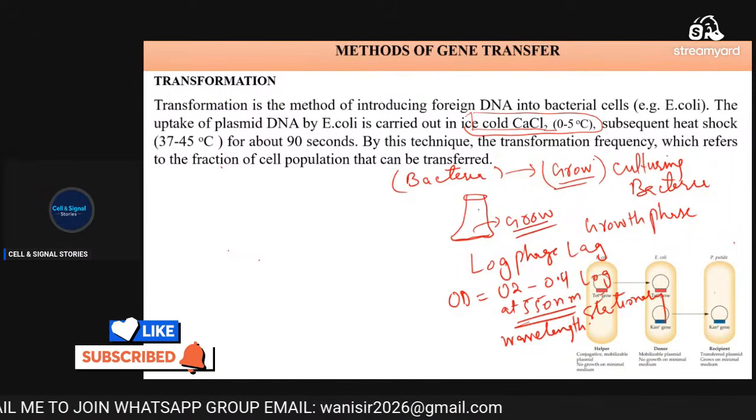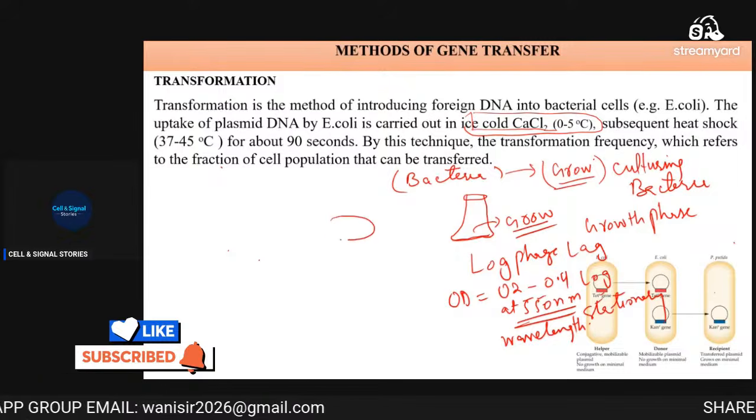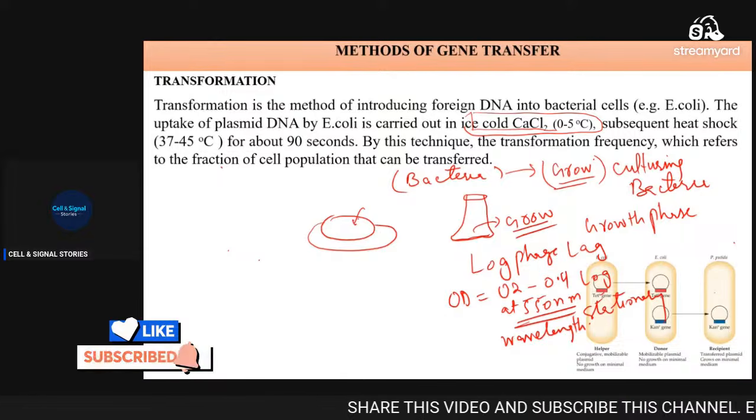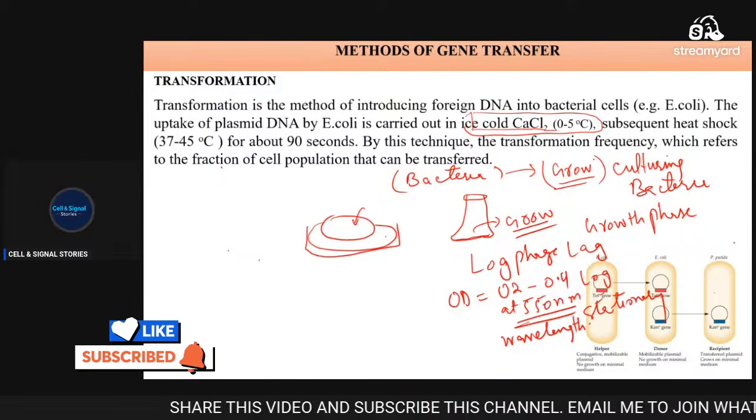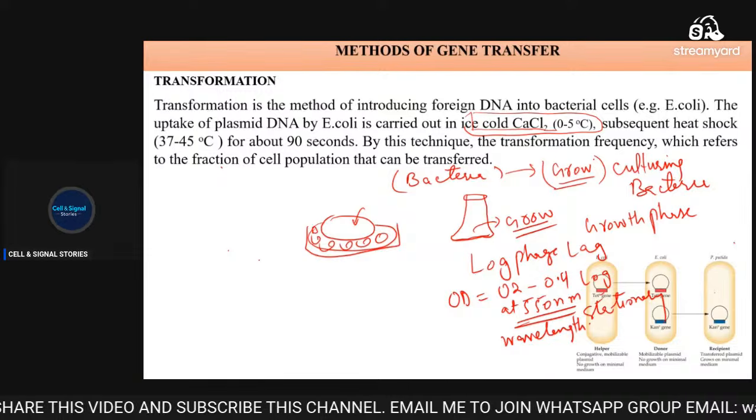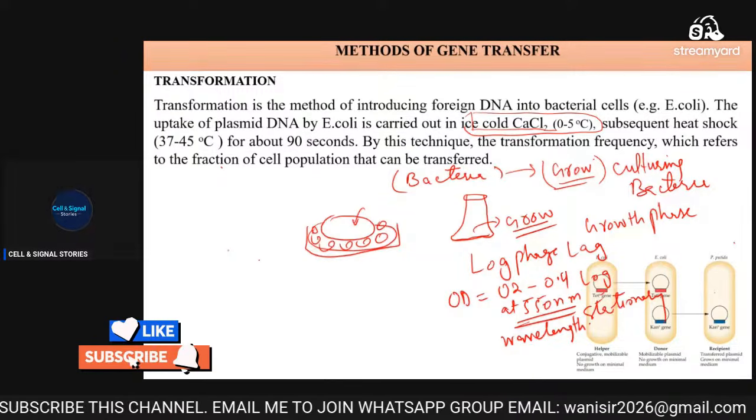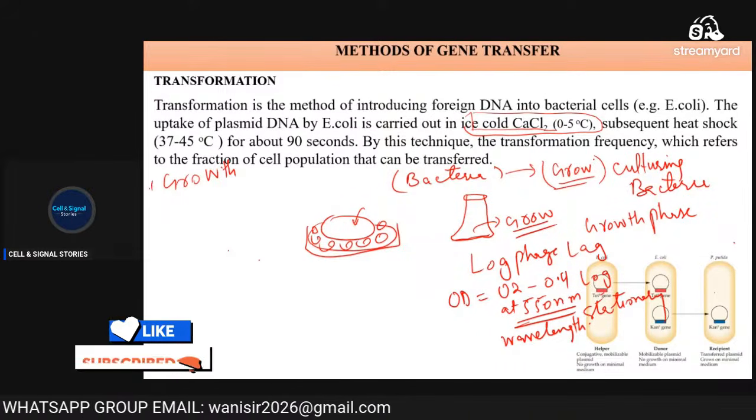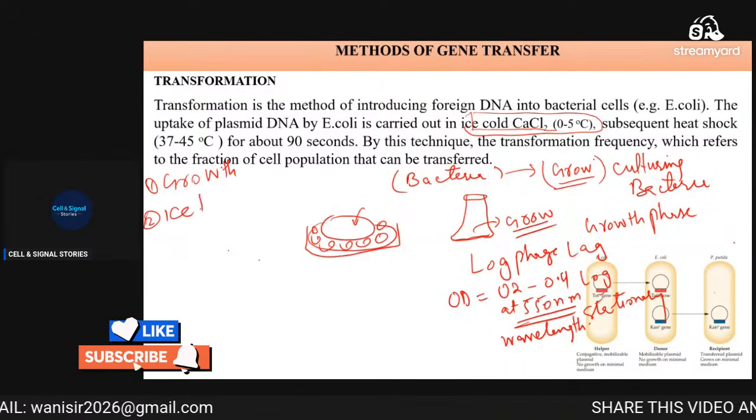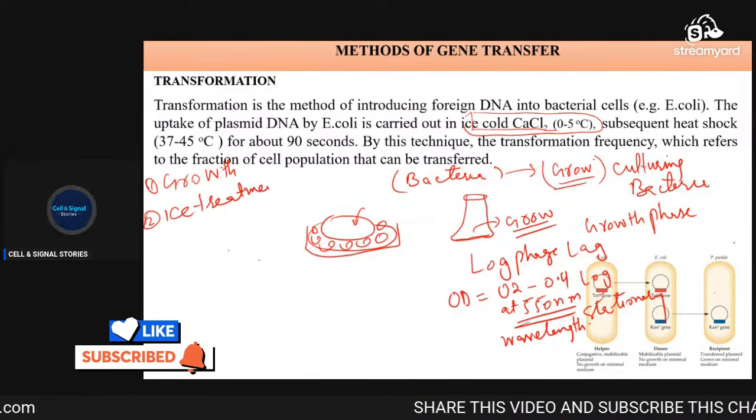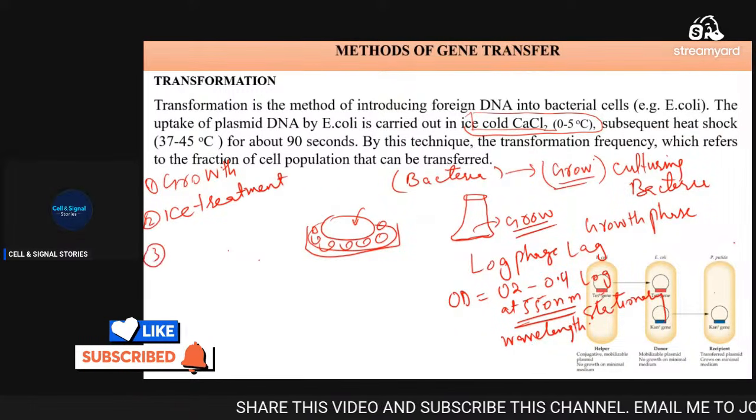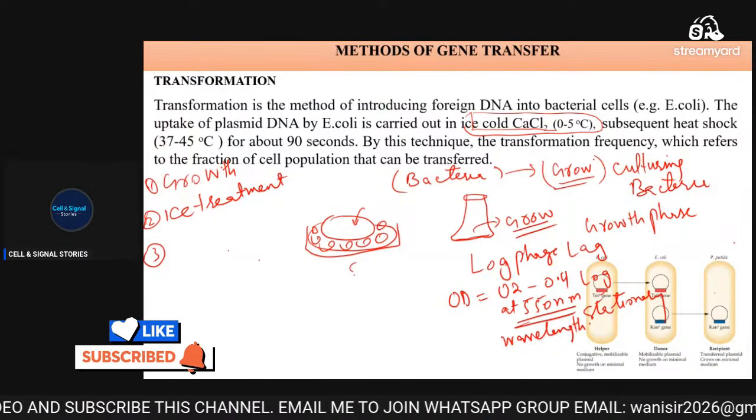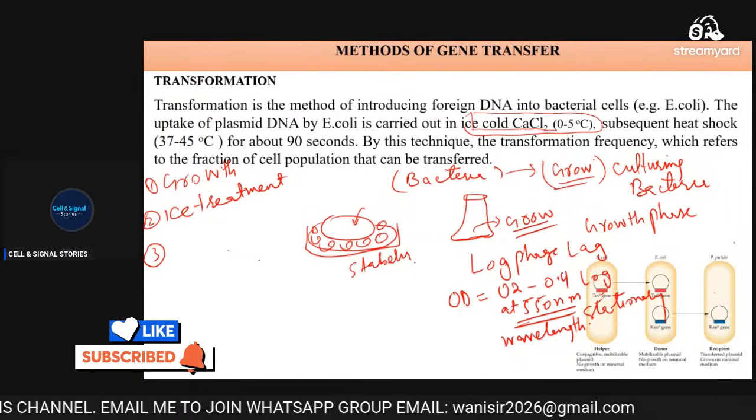Now we will take this bacteria inside this culture dish, and we will put ice below this, so that we will give the treatment that is called ice treatment. So first is growth, second is ice treatment, where cells are kept on the ice to stabilize the membrane.